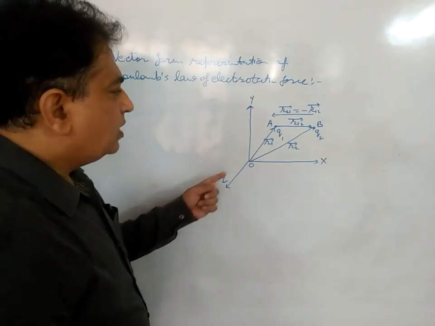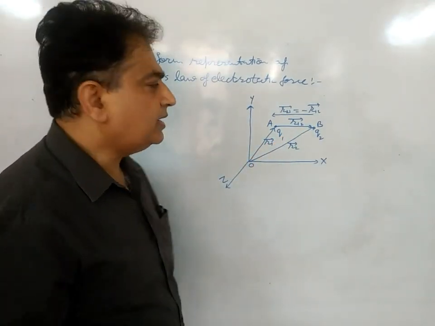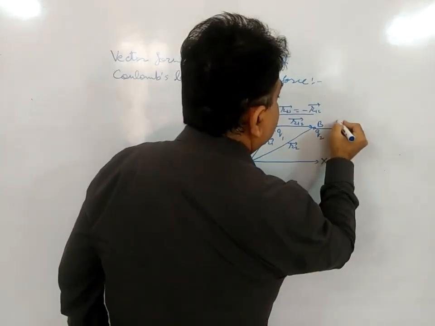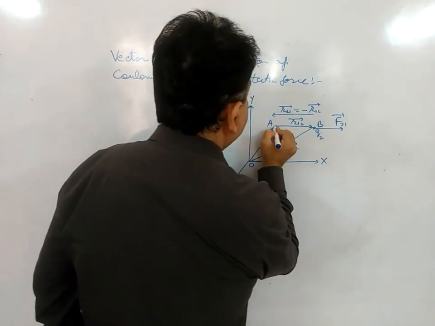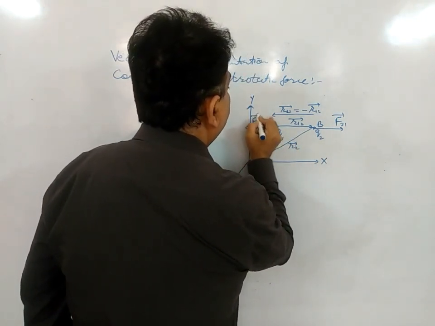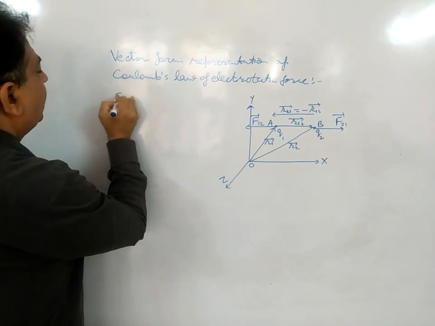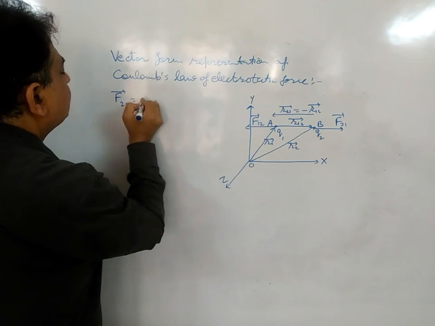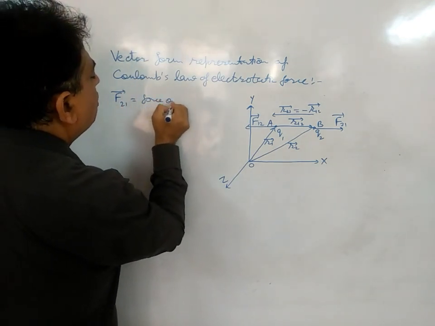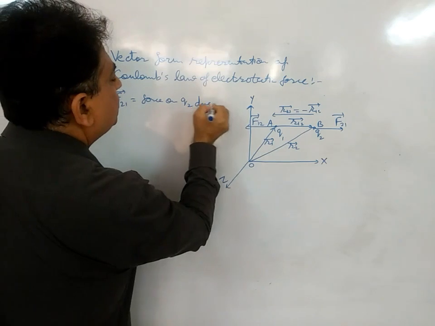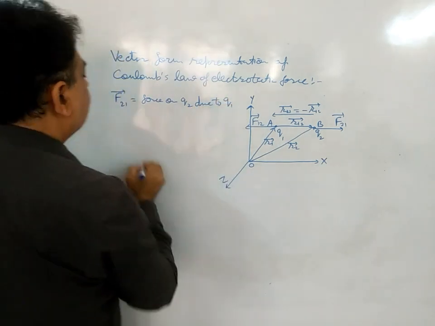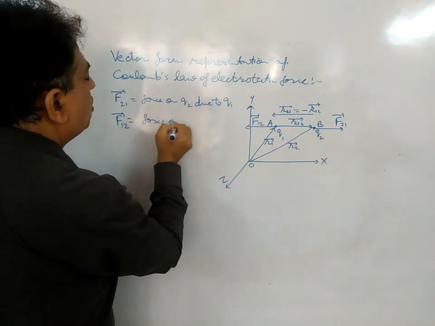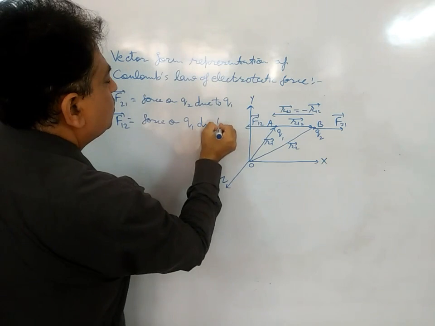Further assume that Q1 and Q2 both are of the same sign, then there will be force of repulsion between these 2 point charges. So this is F21, this is F12. Here F21 is equal to force on Q2 due to Q1, and let us say F12, this is the force on Q1 due to Q2.